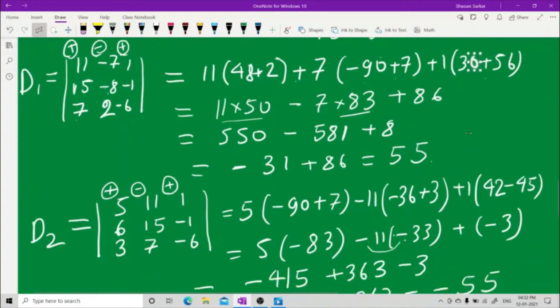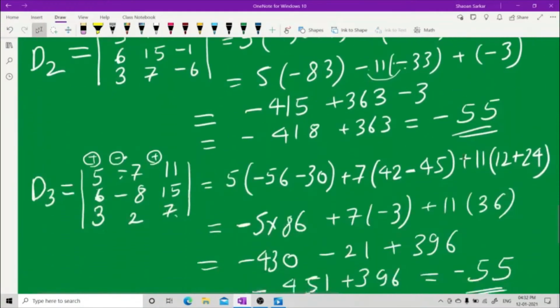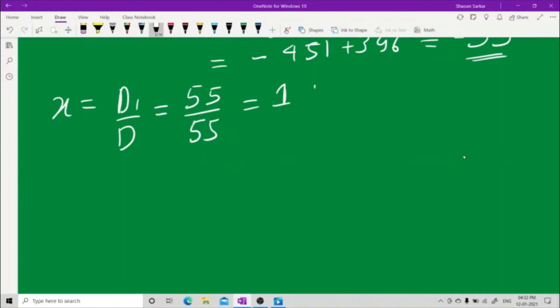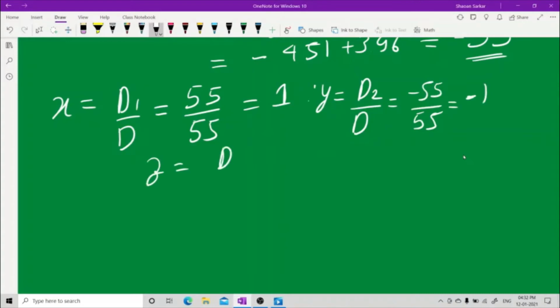So now what I get is x is equal to d1 by d, that is equal to, d1 is what, 55 by 55. This was d, sorry, wait, let me write it properly. This is d. Now you have 1. Now you have y equal to d2 by d, and d2 is minus 55, by 55 will give me minus 1, and z is equal to d3 by d, and this is equal to minus 55 by 55, and this will give me minus 1.